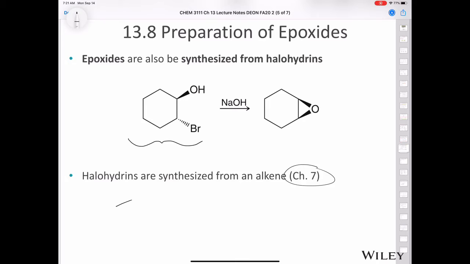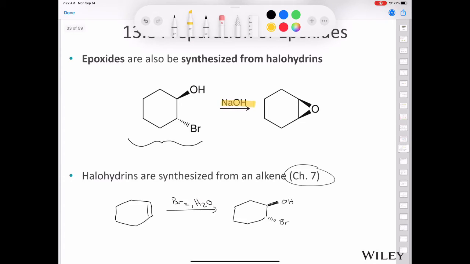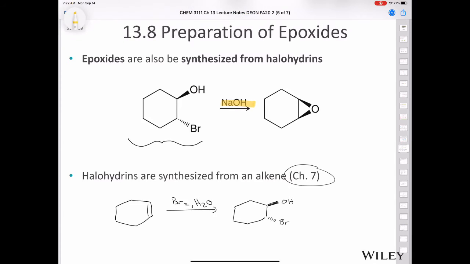If you take an alkene like cyclohexene that we just looked at a few minutes ago, and we treat it with bromine, we form the bromonium ion, but if we put it in water as a solvent, water acts as a nucleophile, and we end up with the halohydrin, and the bromine and the hydroxyl will be trans to each other on our six-membered ring shown here. So we've already looked at how to do that in chapter 7, but if you take that halohydrin and you treat it with sodium hydroxide, so just plain old sodium hydroxide, you can end up forming an epoxide.